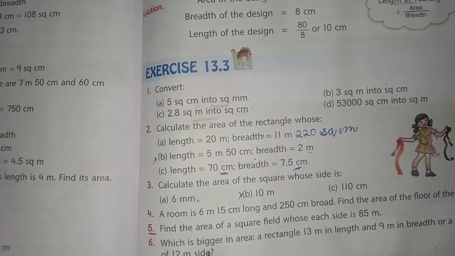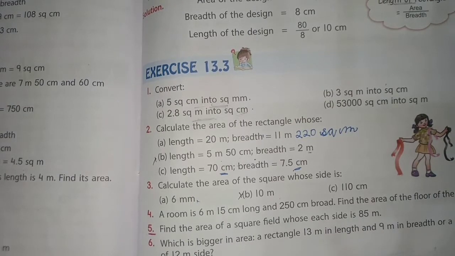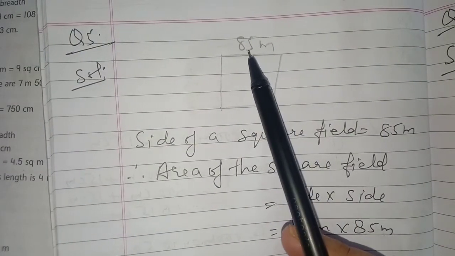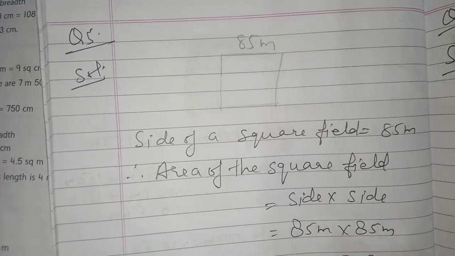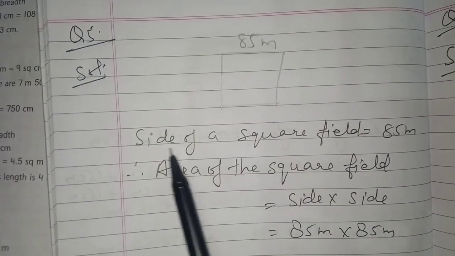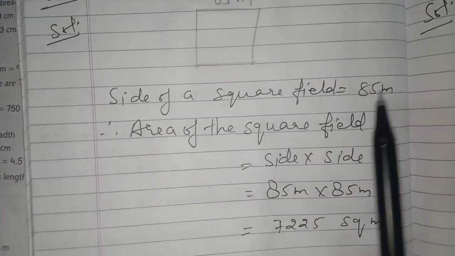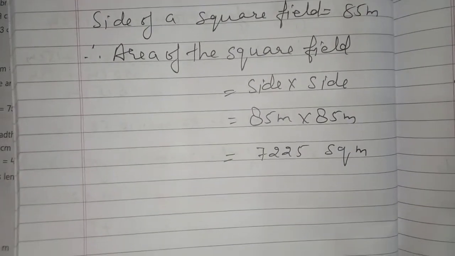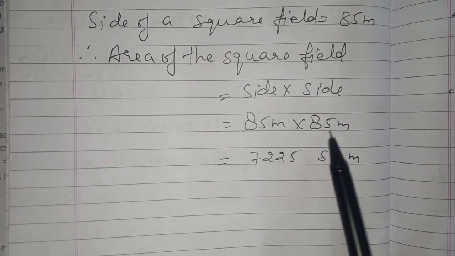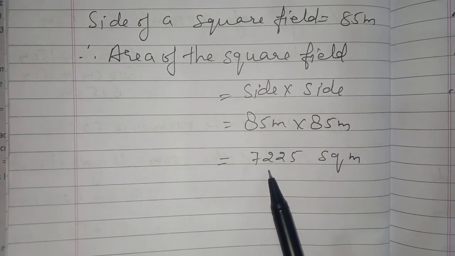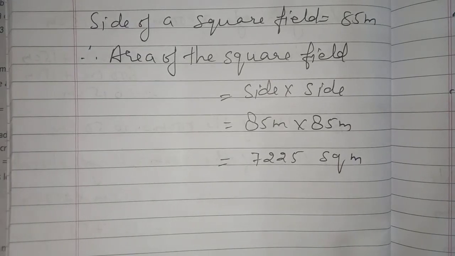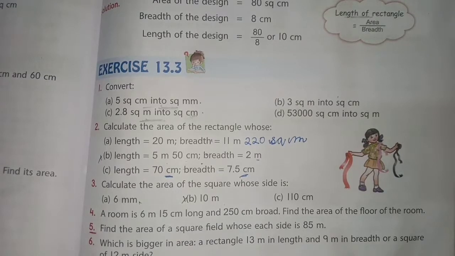Next is question number 5. Find the area of a square field whose each side is 85 meter. Now here a square field is given and each side of the square field is 85 meter. So side of a square field is 85 meter. Therefore area of the square field will be side multiplied by side, means 85 meter multiplied by 85 meter, and after multiplication we will get 7,225 square meter.